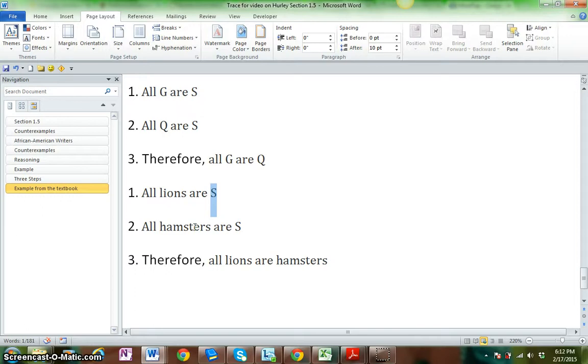Or all lions are mammals, and all hamsters are mammals. And now I have my counterexample. The premises are true. All lions are mammals, all hamsters are mammals. But the conclusion is obviously false. And the reason is that this is a bad form. All the exercises in section 1.5 are arguments that are invalid, and the task is to prove through a counterexample that they are invalid.